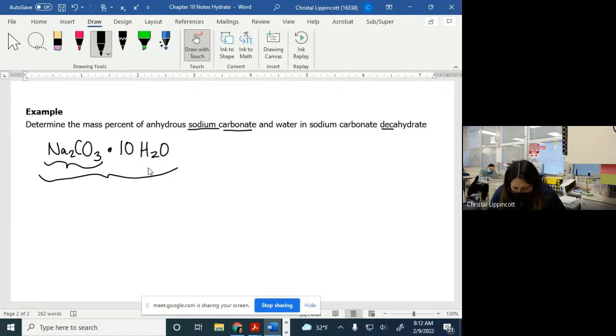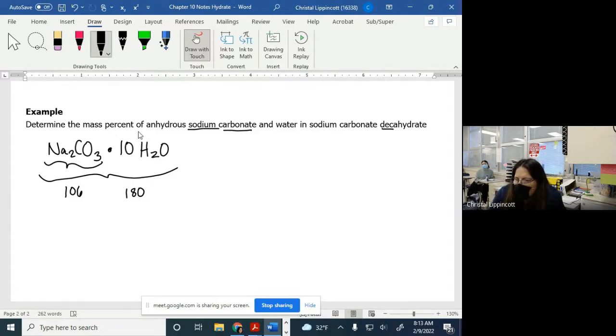Sodium is 23 each, so that'd be 46, and a carbon is 12, and 3 oxygens are 48. I got 106. Then for the water part, I got 180, because 10 times 18 is 180.